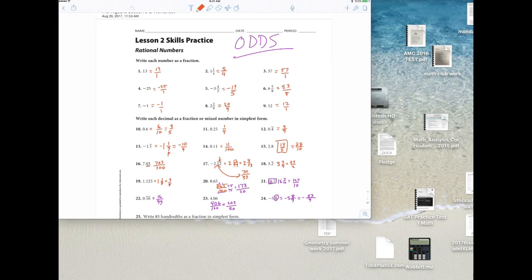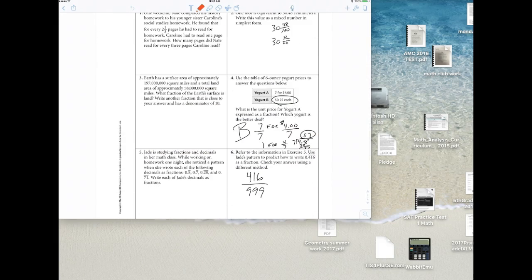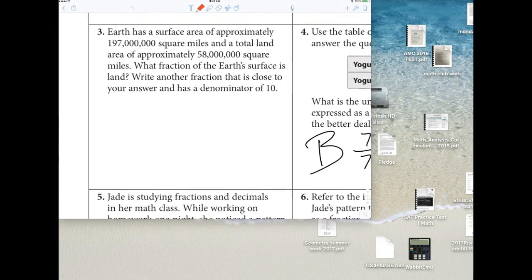Number 3 on the word problem. Let's take a look at that. Good job. All right, here we go. It says Earth has a surface area of approximately 197 million square miles. Think about how big that is, how big the Earth is, actually. And then the total land area, which is 58 million square miles. What fraction of the Earth's surface is land?